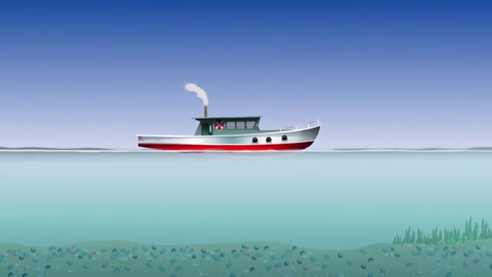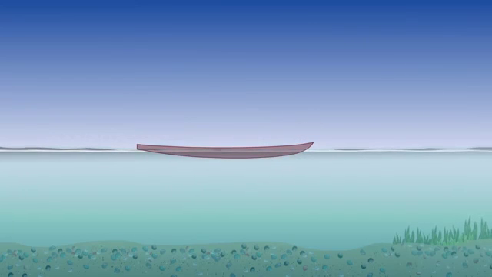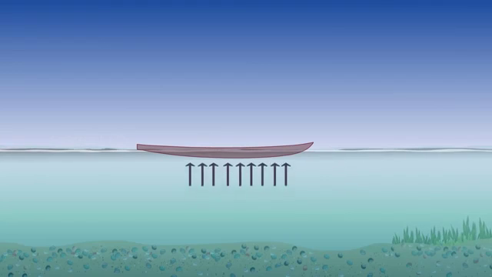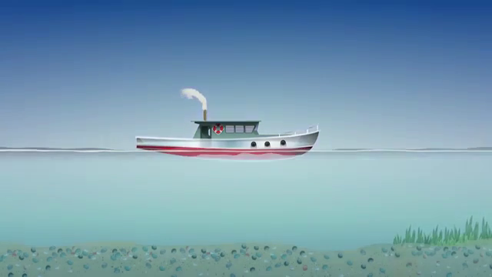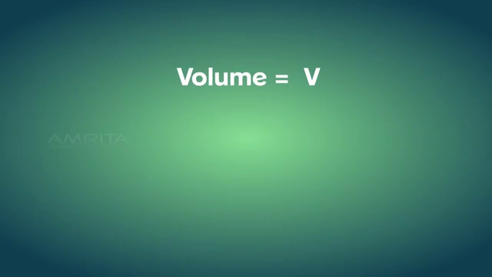An iron ship floats as it is hollow, filled with air and occupies more volume in water, and its density is less than water. Thus, the upthrust exerted by water on the ship is greater than the weight of the ship, letting it float.